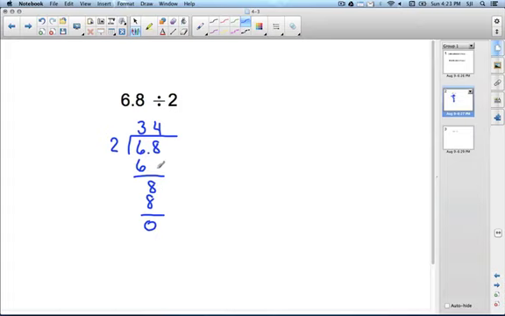But now I need to figure out where the decimal point goes. You have to imagine that the decimal point is going to float right directly up, and it's going to go right between these numbers. So that's why it's really important when you're dividing and writing your numbers that you line them right up. And so the decimal point is going to go right here, and our answer is going to be 3.4. So 6.8 divided by 2 is going to be 3.4.